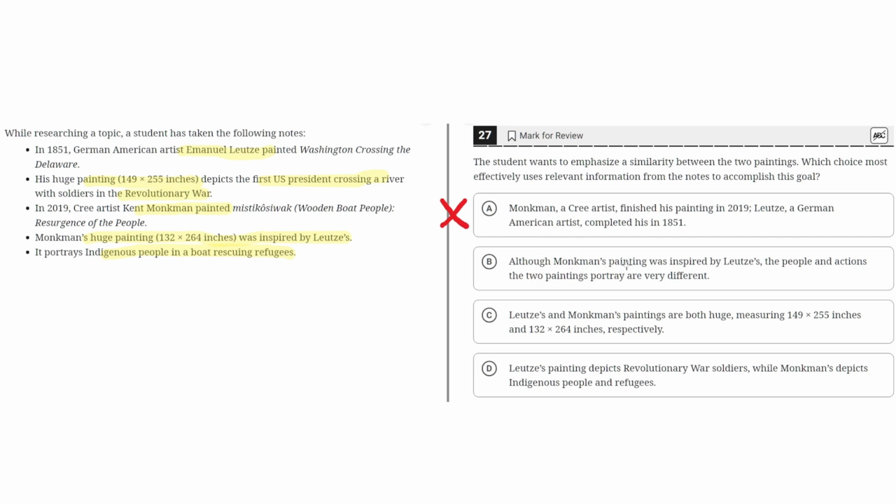B. Although Monkman's painting was inspired by Lutz's, the people and actions that the two paintings portray are very different. So this is incorrect because this highlights a difference between the two paintings, not a similarity.